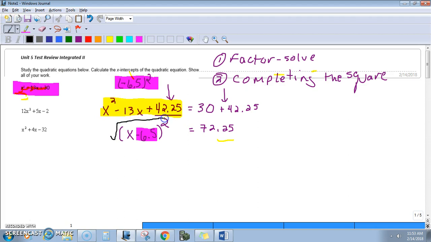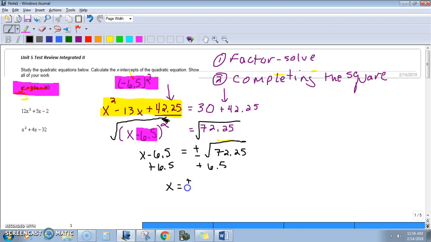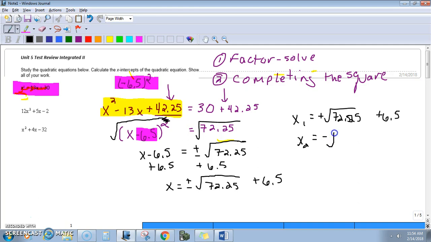I just take the square root of both sides, and that cancels out my squared, and I have x minus 6.5 equals the positive and negative square root of 72.25. And last step, to isolate x, I add 6.5 to both sides. And 6.5 is not underneath this radical, so it just stays on the outside. So x is equal to plus or minus the square root of 72.25 plus 6.5. So I have two answers. One is positive square root of 72.25 plus 6.5, and my second root is negative square root of 72.25 plus 6.5.